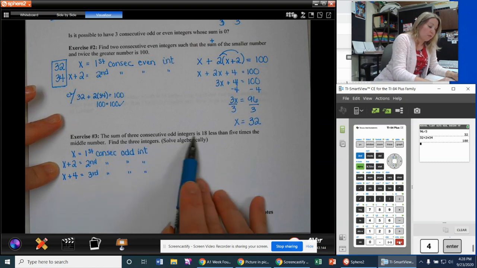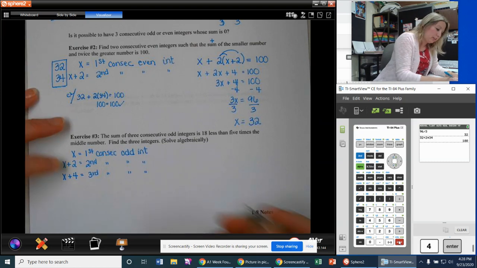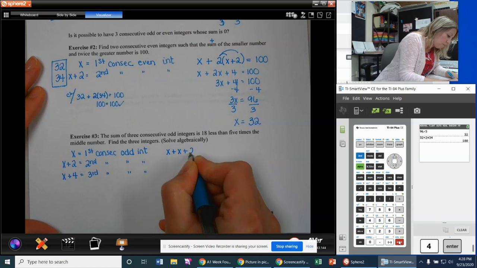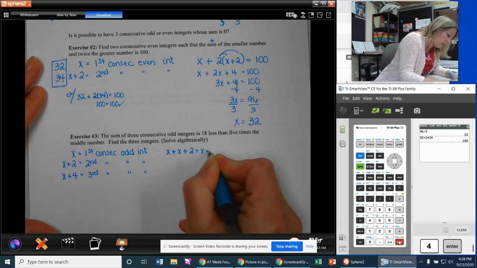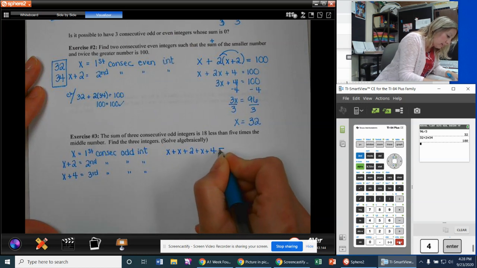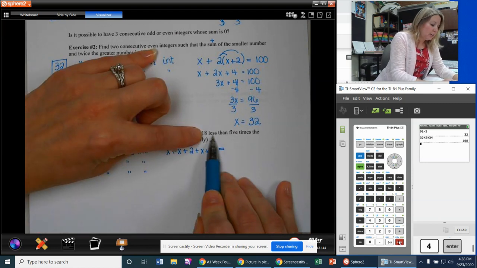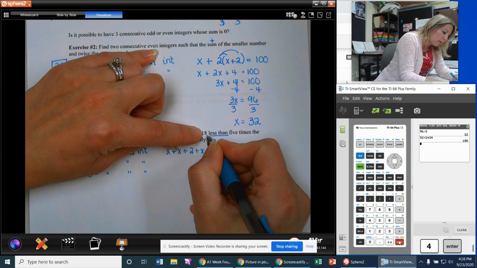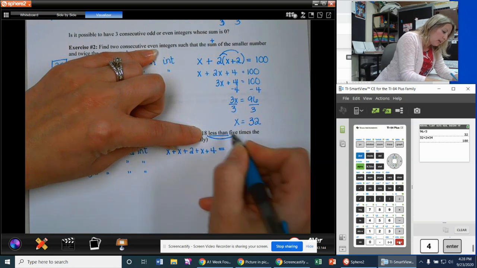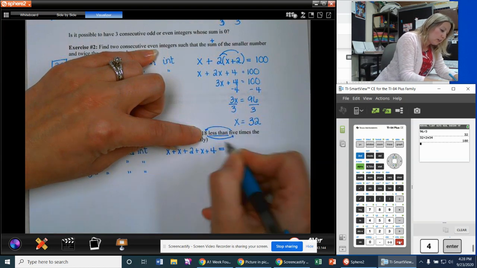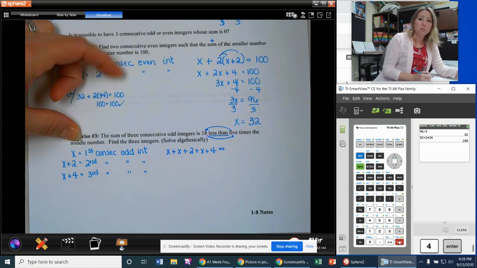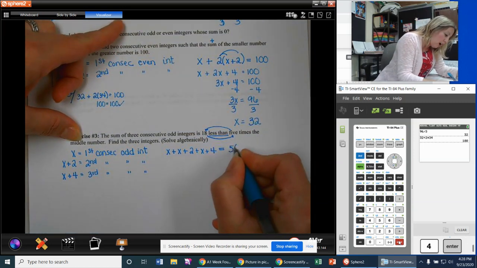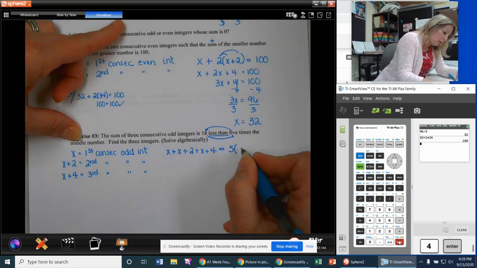The sum of these, all 3. So I just list all 3, adding them up. The sum of these, got it. That part is done. Is, that's an equal sign. 18 less than. Ooh, less than is a switching word. It means the 18 is going to go second, and this 5 times the middle goes first. 5 times the whole middle number.